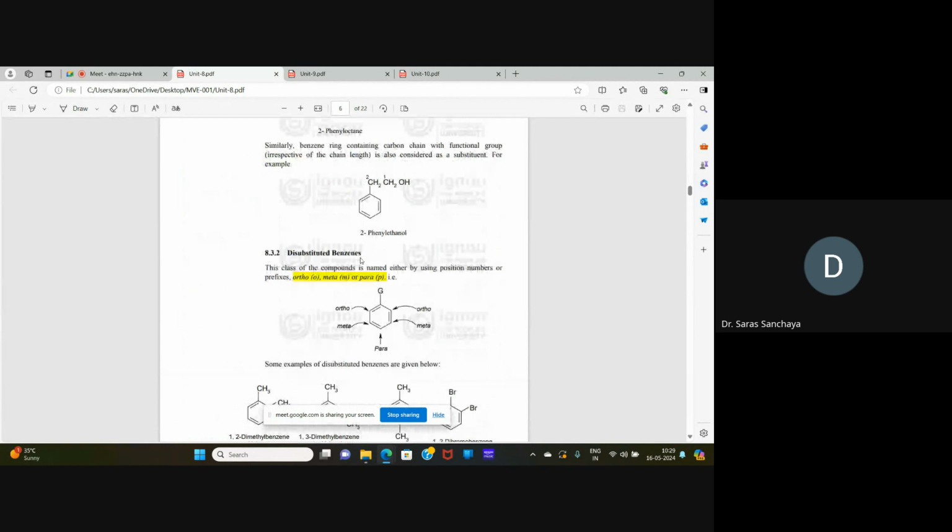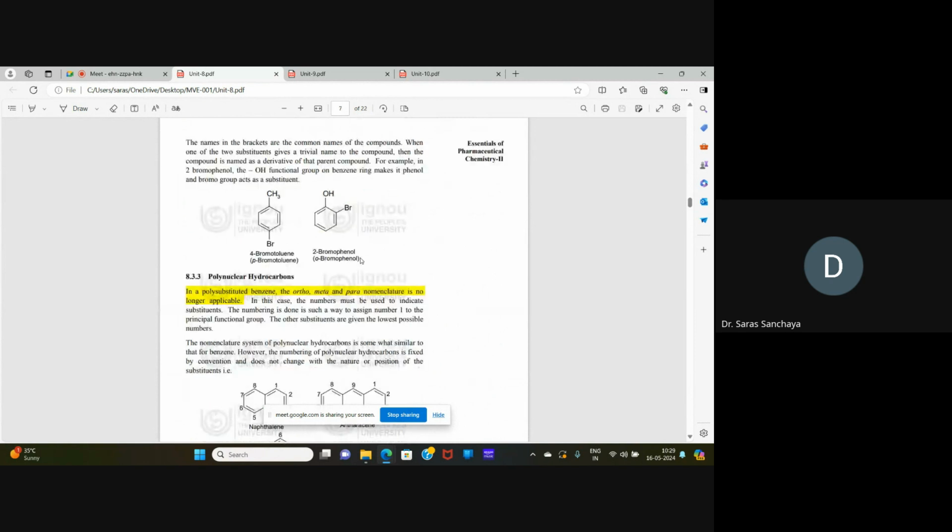Then disubstituted benzenes mean many isomers of ortho, meta, and para. If it is in the first position, it is called ortho. If it is in the second carbon atom, it is meta. If it is in the third or the opposite atom, it is called para.